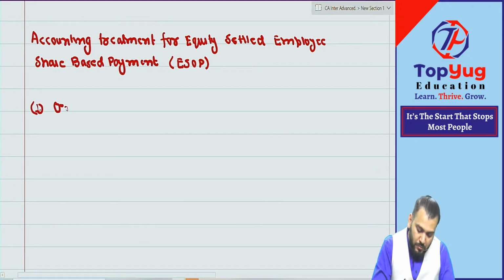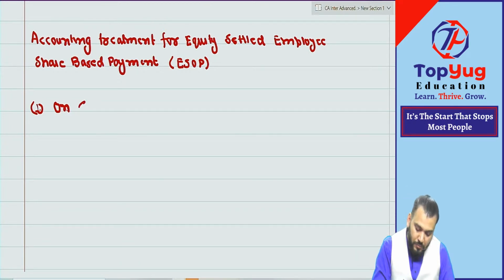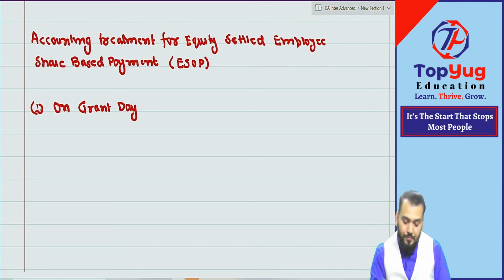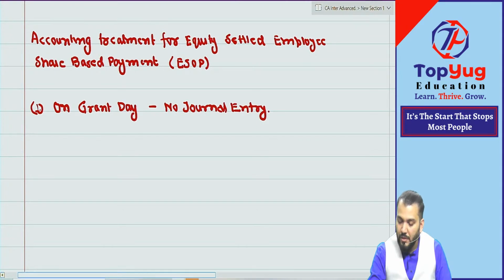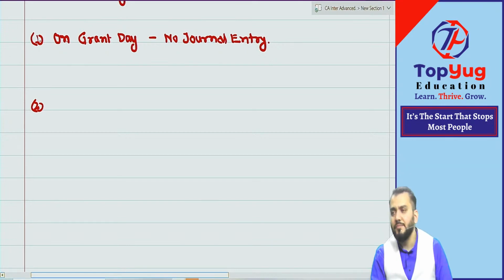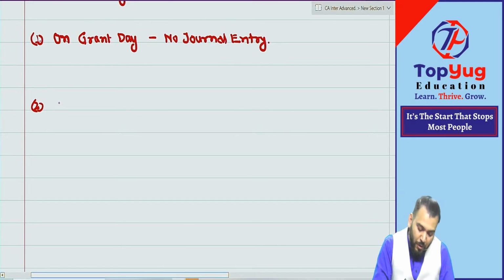Point number one, on grant day. On grant day, what journal entry will we do? So write down: no journal entry. Okay? Simple. Point number two: then we will pass journal entry during vesting period.